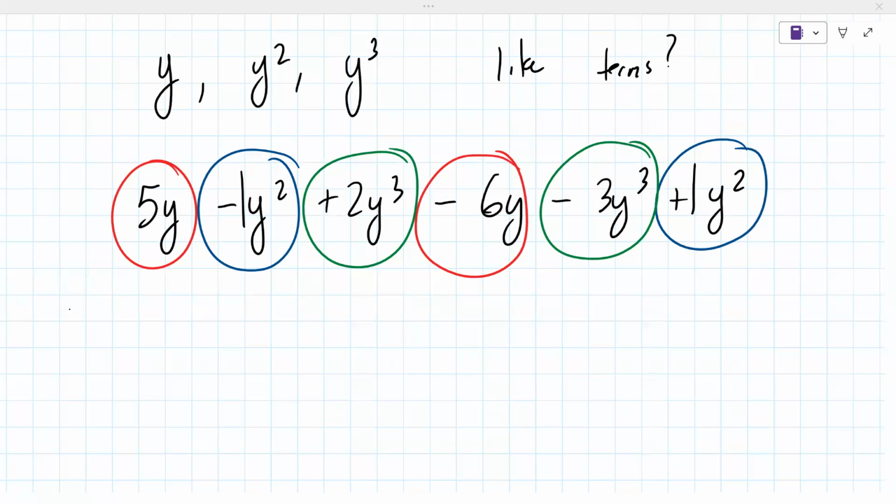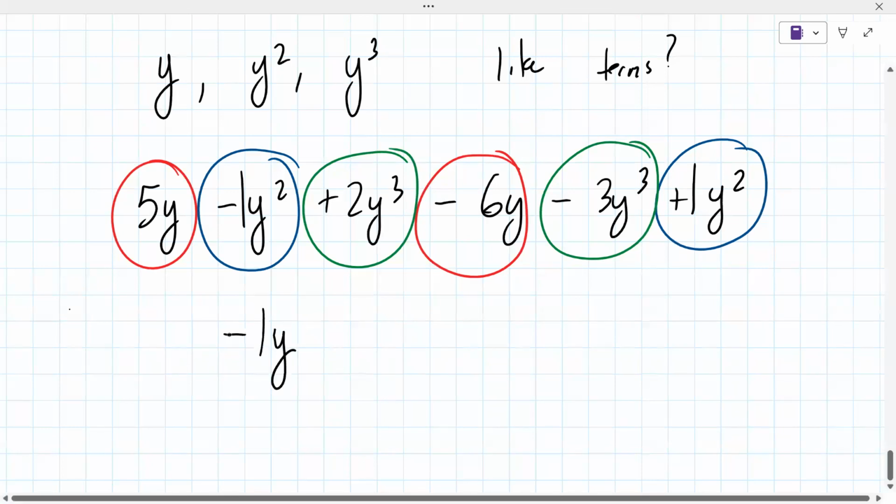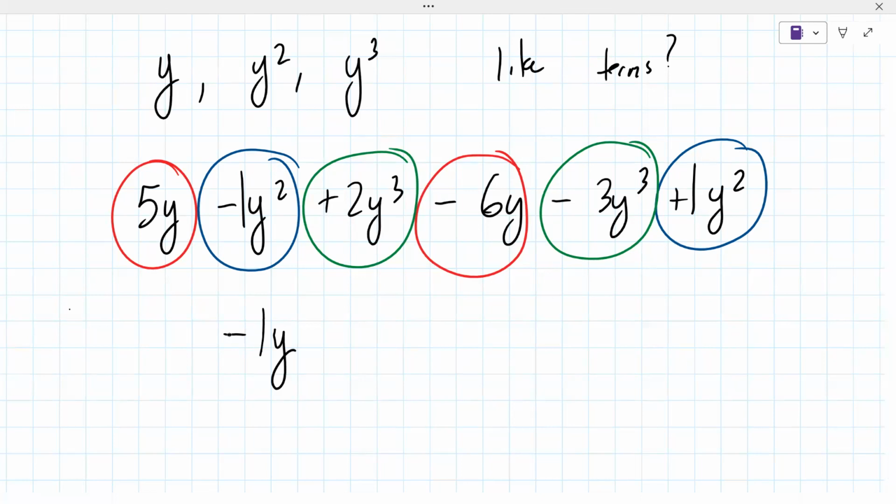Would it be -1 minus negative 1y? Yeah, oh yeah, sorry. -1y, minus 1 and y, and then the exponent of 2 and then -1.